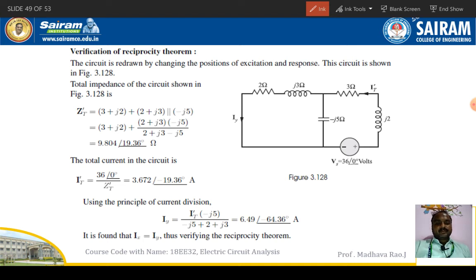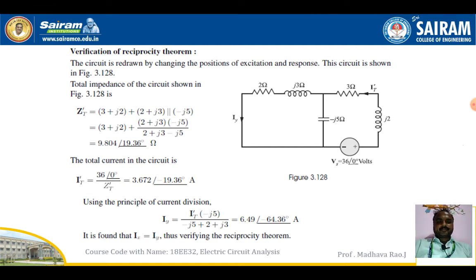So while we are doing problems based on reciprocity, it must be verified. When we replace the voltage source to some other branch, that branch current in the second case and the first case current should both be equal. Then the reciprocity theorem is verified. Next we will see the problem based on Millman's theorem.